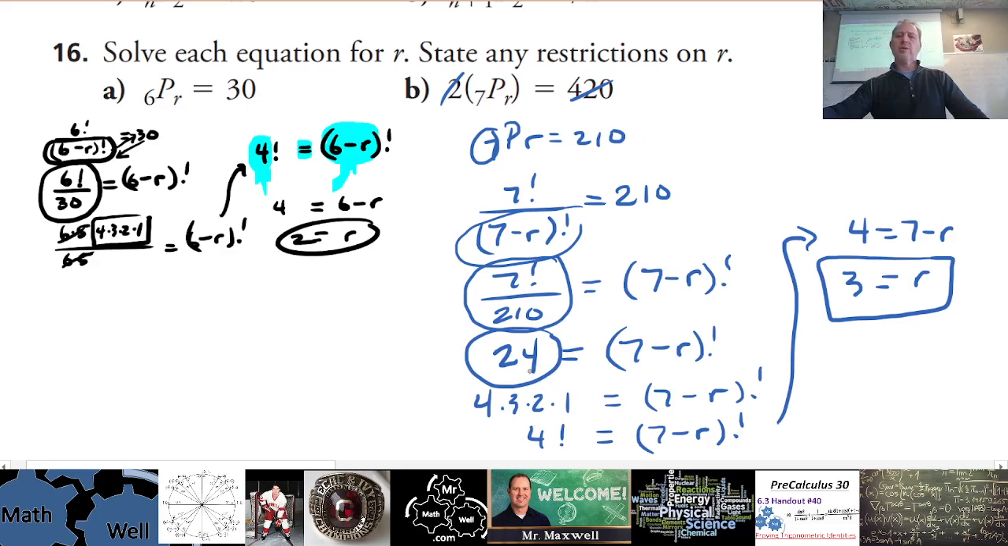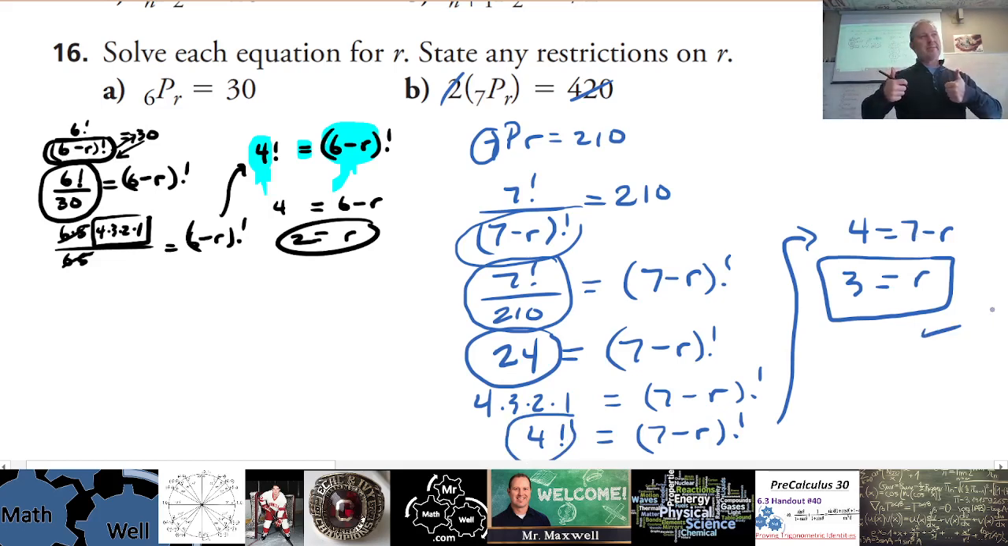And of course, it probably wouldn't take you too long to figure out that, yeah, it's 4 factorial. You could check 2 factorial, 3 factorial, 4 factorial. Oh, yes. So it shouldn't take you too long to figure out if this is an actual factorial. So this is actually 4 factorial. And so 4 must equal 7 minus r, r being then 3. Good? Does that help?